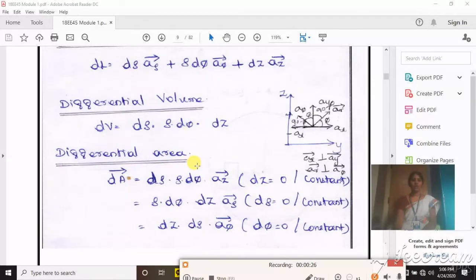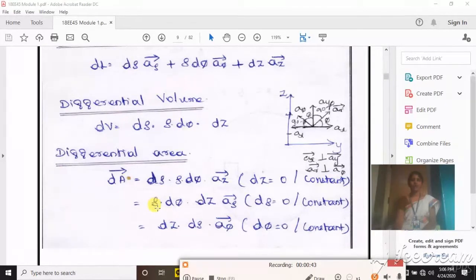For the differential area element, any two elements you consider, and the third element will become a constant. Here rho and phi you are going to consider. So rho means d rho, and phi differential means rho into d phi. Here dz is going to be constant, in the direction of your az vector.